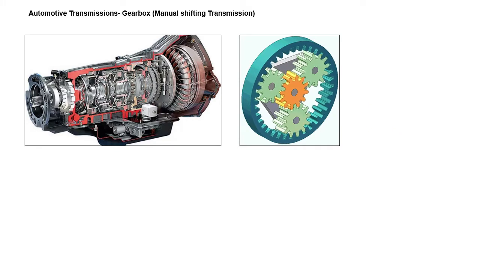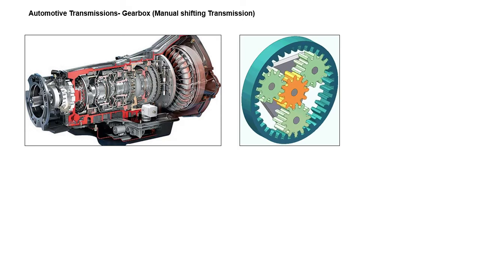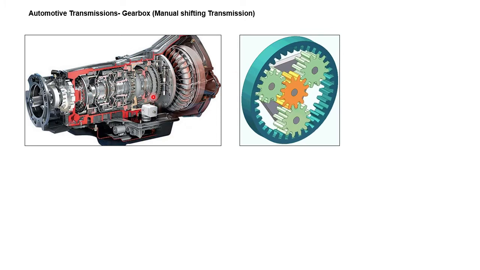In automobiles, we can see two types of transmissions. The majority of the latest vehicles, construction machines and the latest buses have automatic transmissions. This is the automatic transmission, which is built with planetary gears or epicyclic gears. This is the typical planetary gear arrangement.